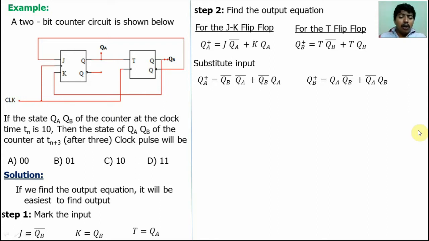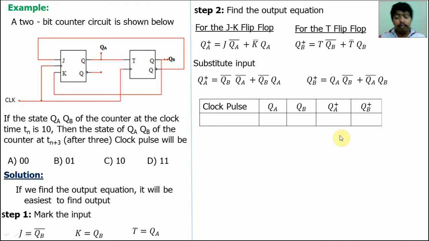Now we have to find the output after 3 clock pulses are applied. So we draw a table for easier understanding. Here, clock pulse, QA QB means the present output, that means the present state. QA plus QB plus means the next output, that means the next state. First clock pulse is applied. Initially QA QB is 1 0.